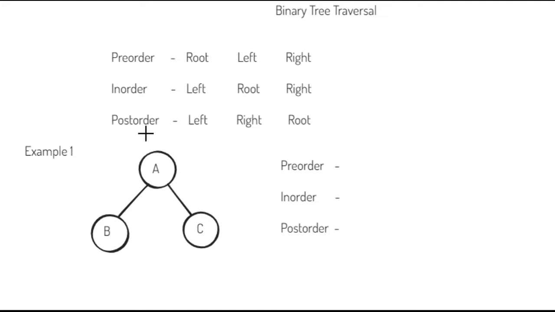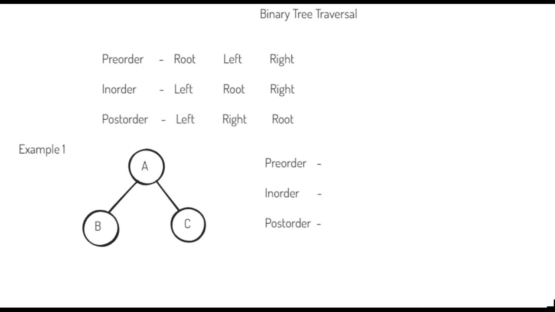Now we'll traverse a simple binary tree. Here we have a binary tree of 3 nodes. We will apply a trick for traversing the tree. If the pointer direction is from left to right, then we add that node in the pre-order list.